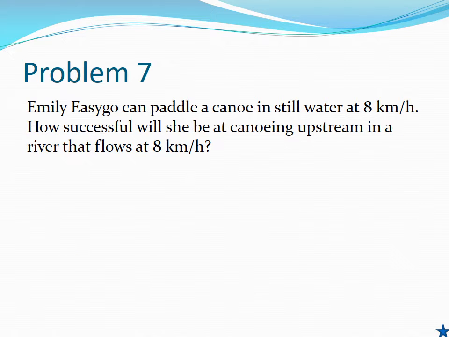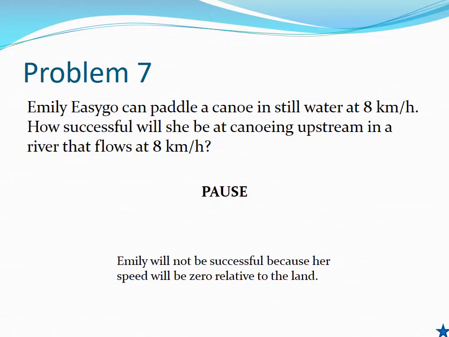Emily Easygoat can paddle a canoe in still water at 8 kilometers per hour. How successful will she be at canoeing upstream in a river that flows at 8 kilometers per hour? Pause the video to think about the problem. Did you say Emily will not be successful because her speed will be 0 relative to the land?